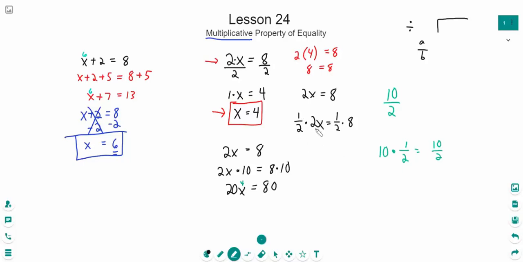1/2 times 2x. Well, that's just 1/2 times 2, which of course is just 1, times x, which is just x. So 1/2 times 2x is just going to produce x, right? And then 1/2 times 8, well, that's going to be 4. What's 1/2 of 8? And so we end up with the same answer here. So we can use multiplication like we did here, multiplied by 1/2, or we can use division. Whichever one makes the most sense to you is fine. It's the same process. Okay.